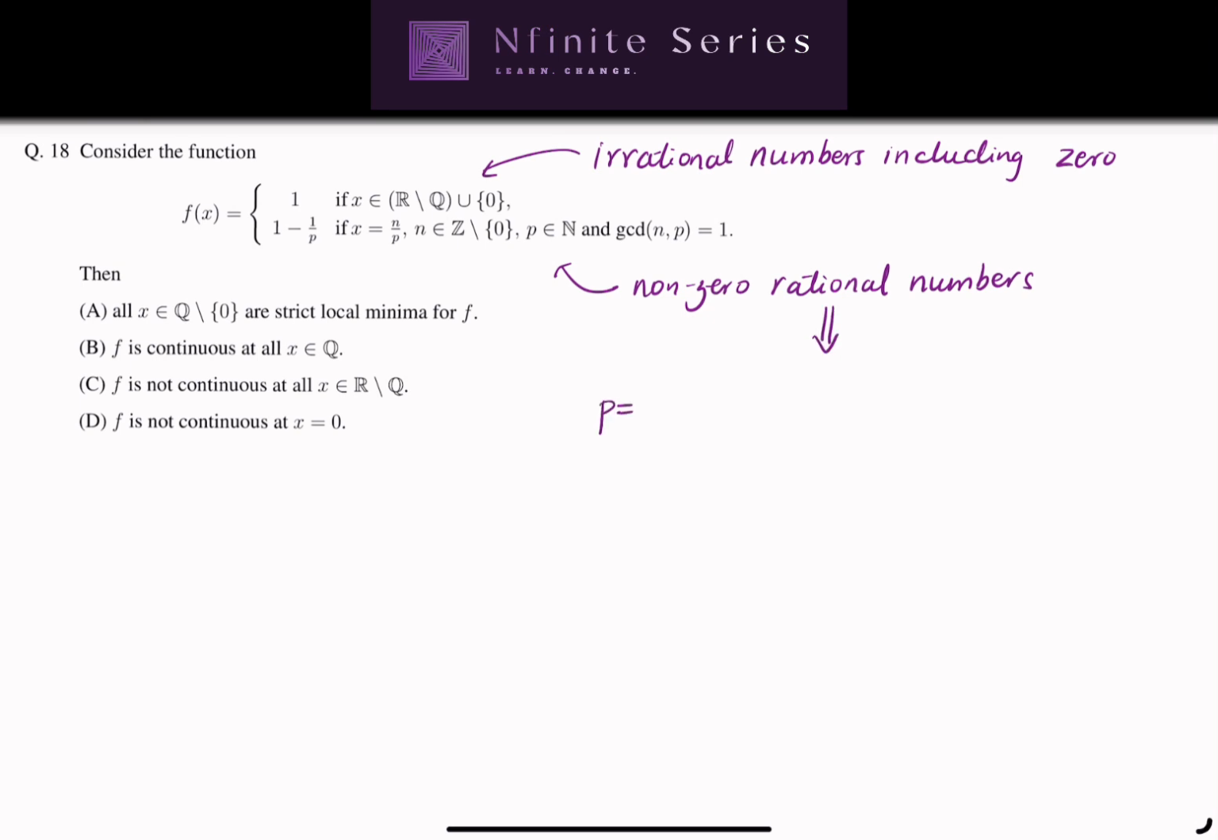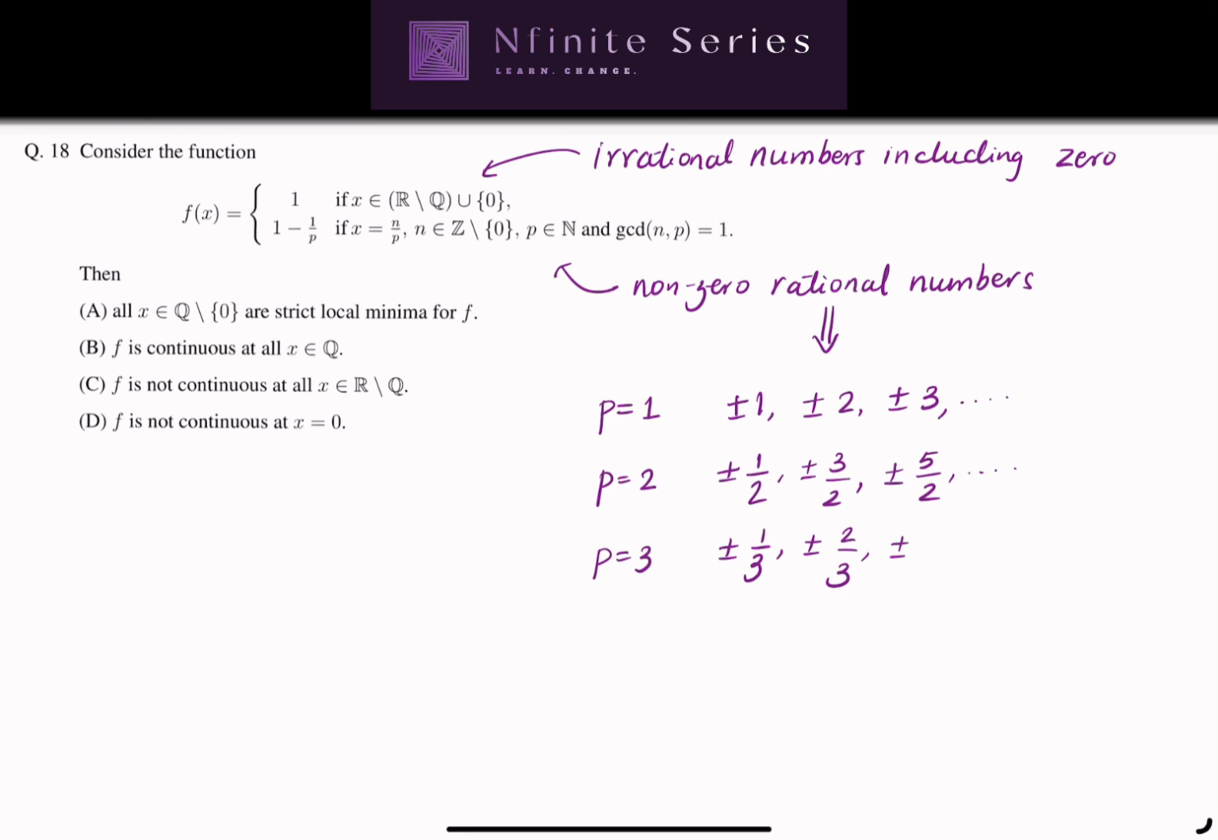Now for p equal to 1, these rational numbers can be written as plus minus 1, plus minus 2, plus minus 3, and so on. For p equal to 2, you have rational numbers plus minus 1 by 2, plus minus 3 by 2, plus minus 5 by 2. For p equal to 3, you can write them as plus minus 1 by 3, plus minus 2 by 3, then plus minus 4 by 3, and so on and so forth.